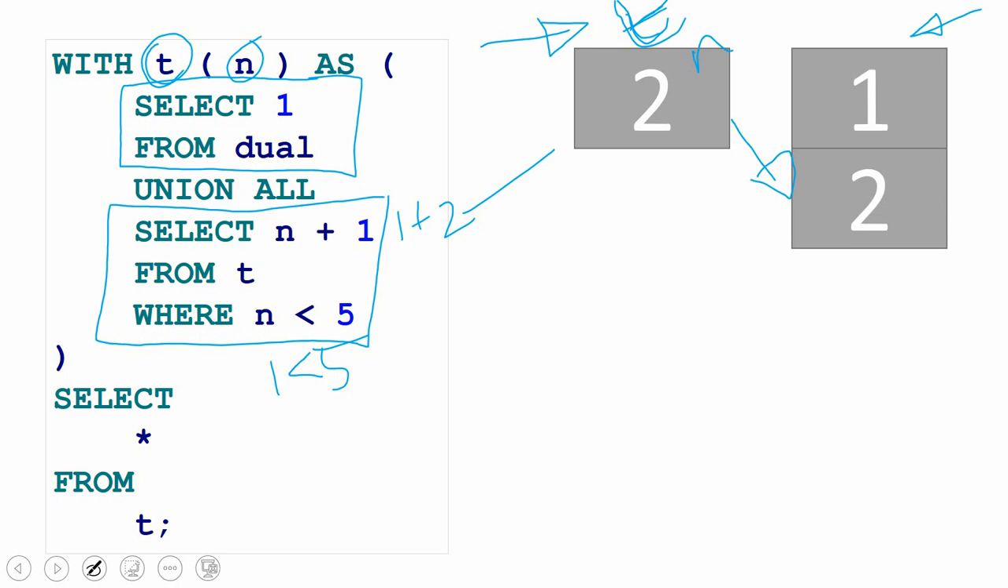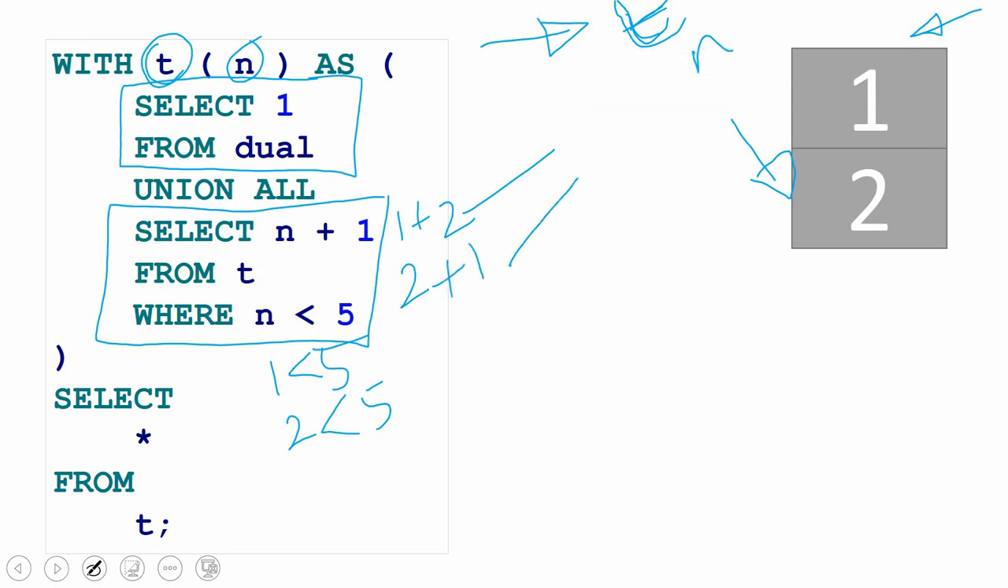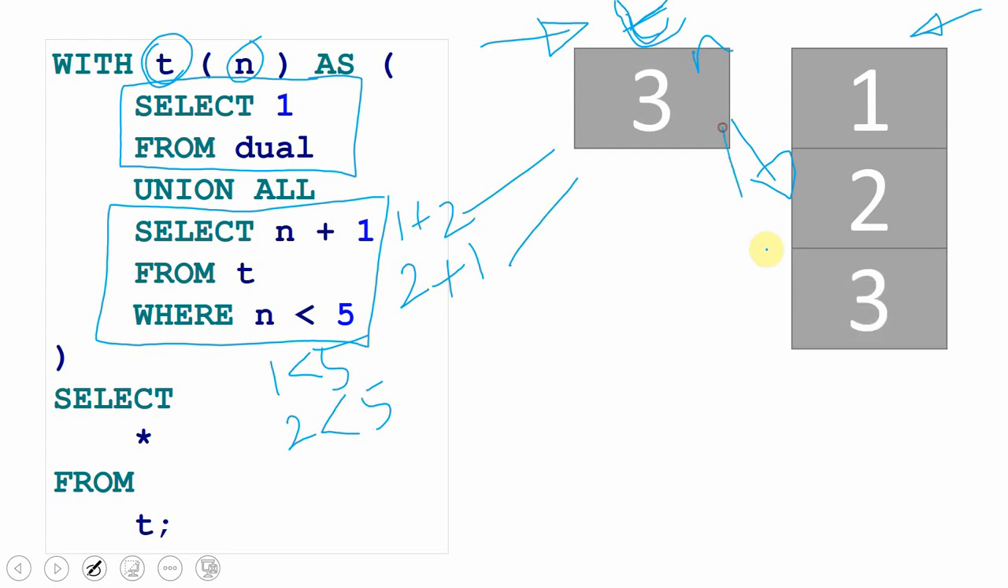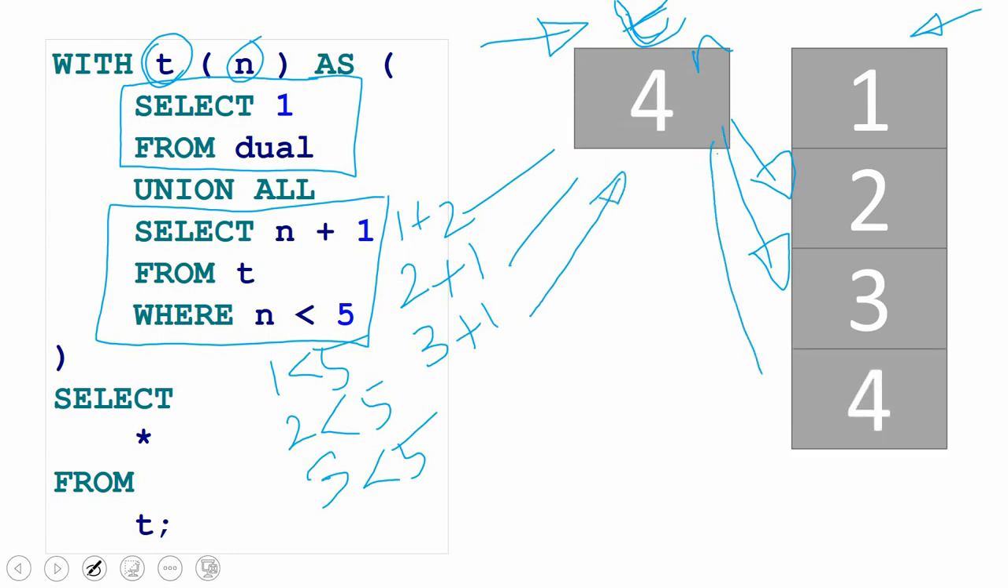Now your query name T has 2. So it will check 2 less than 5, that is, your recursive query will get executed. 2 less than 5, yes, the condition is true. So 2 plus 1 will result in 3. Now this 3 will again be added to your final result. Now again the recursive member will get executed: select n plus 1 from T where 3 less than 5. The condition is satisfied. N is 3, so n plus 1 will become 4. Now again 4 will be added to your final result.